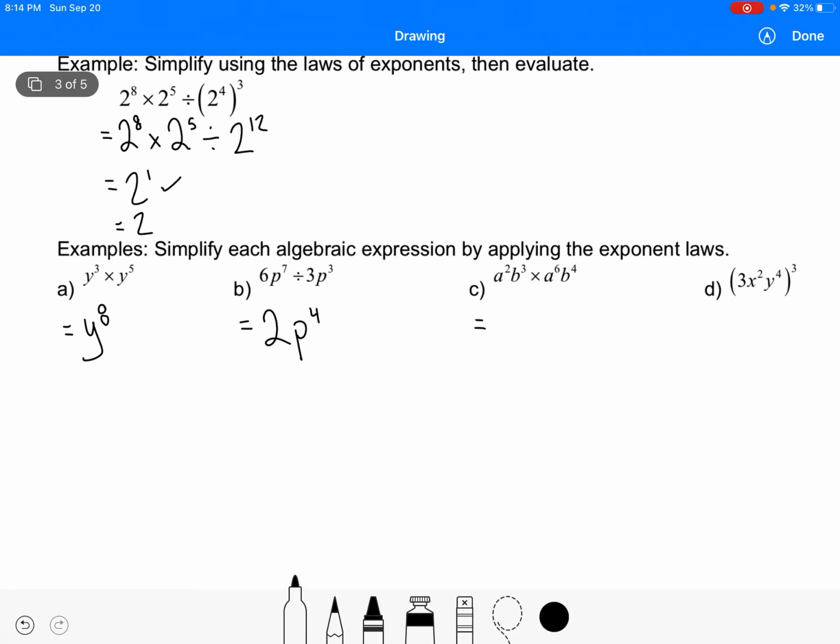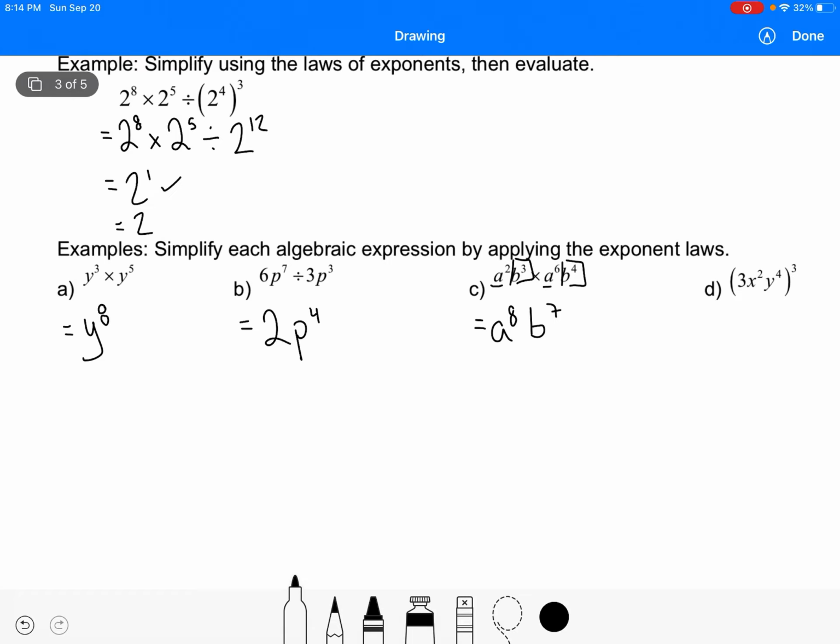Here I'm multiplying. I'm going to do my a's. 2 plus 6 gives me 8. And then I'm going to look at my b's. Okay? 3 plus 4 gives me 7. And I'm all done. I can't put a and b together. Okay, just like in the last question, we couldn't put the numbers together with the letters.